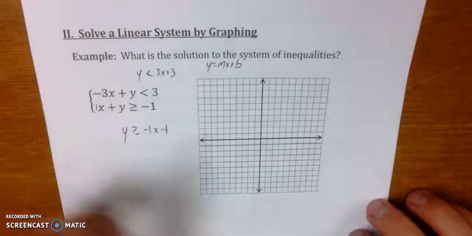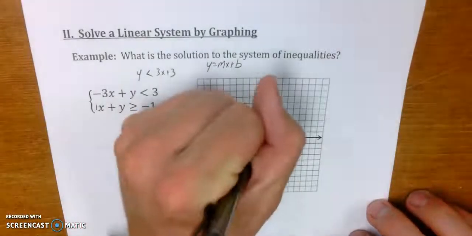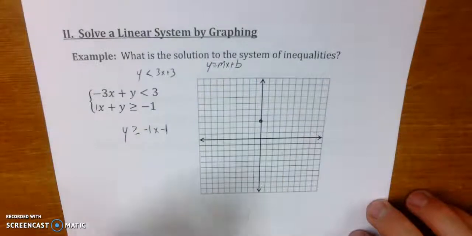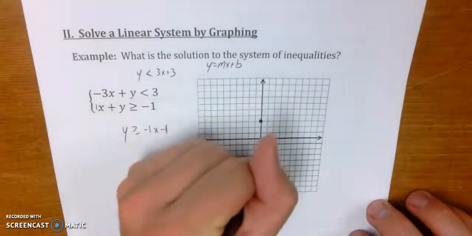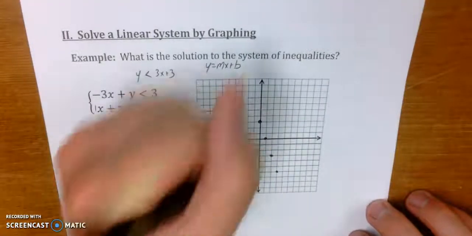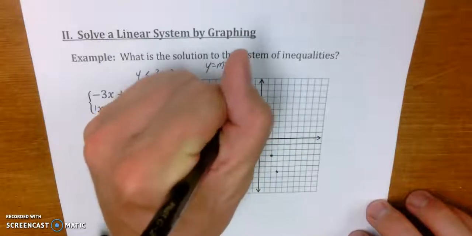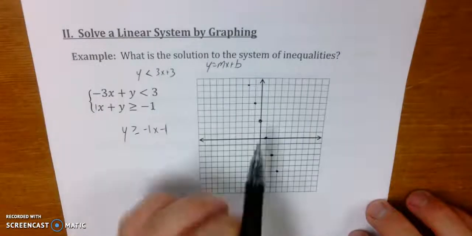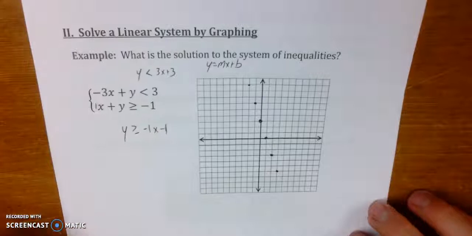So let's graph this line. I've got a y-intercept of 3. My slope is going to be down 3 over 1, down 3 over 1, and I can do this until I get bored with plotting points. If I want to go backwards, I go up 3, backwards 1.